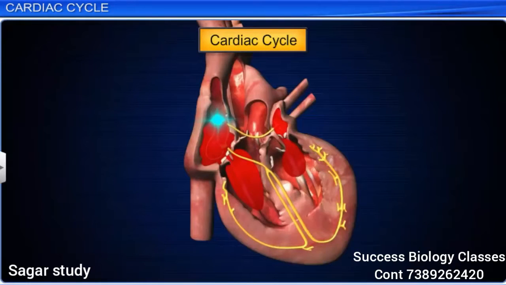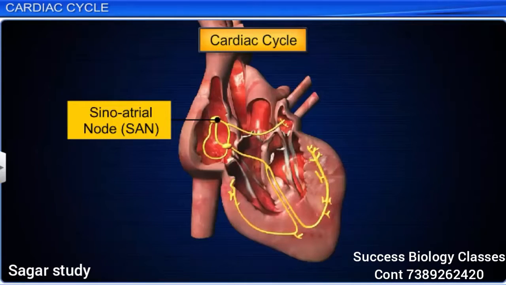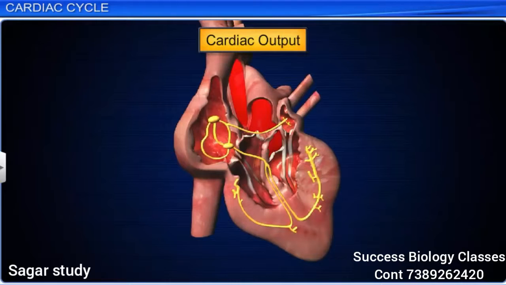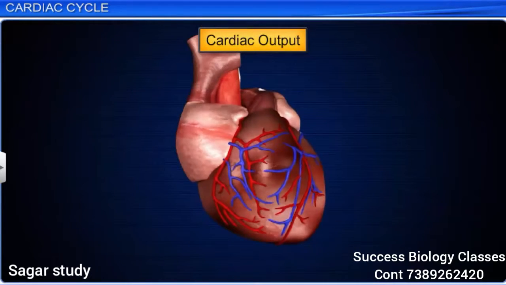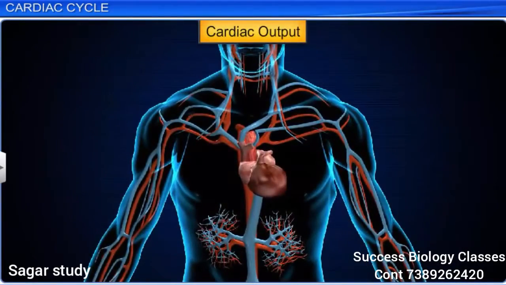This sequence of events is repeated again as the SAN generates another action potential, resulting in the cardiac cycle. Cardiac output or efficiency of the heart is calculated using the volume of blood pumped by each ventricle per minute. Normally, each ventricle can pump around 70 milliliters of blood per minute, which is also called the stroke volume. So, cardiac output equals the product of the stroke volume and the number of beats per minute.